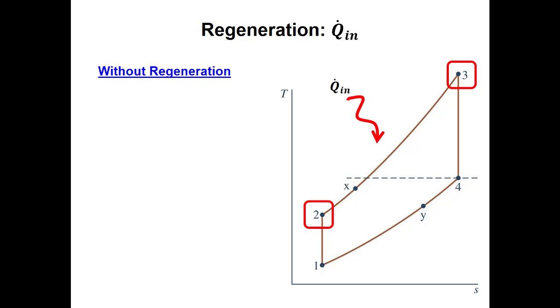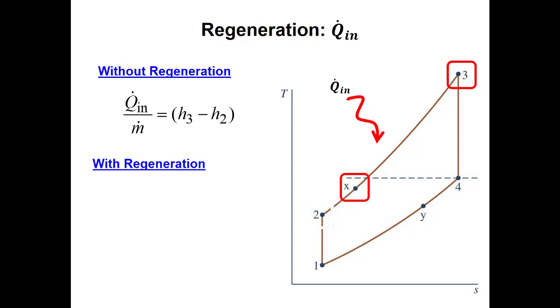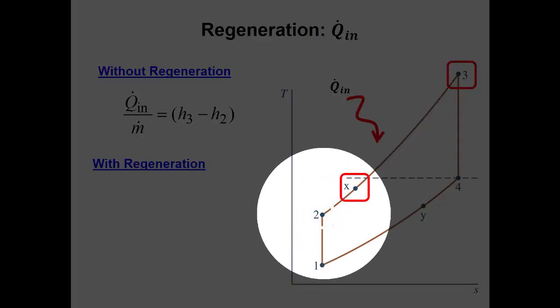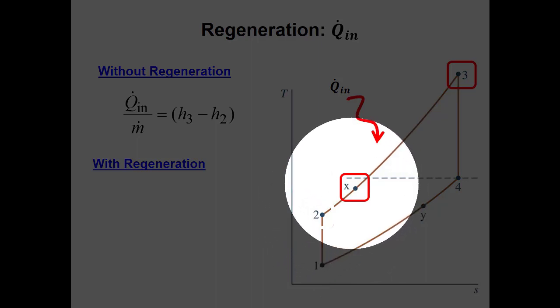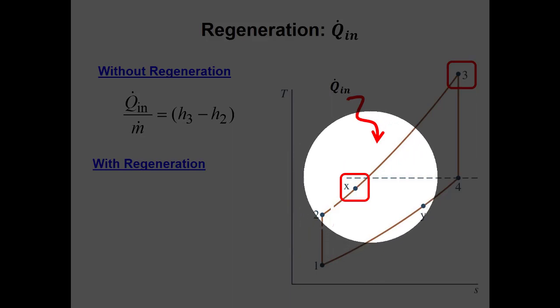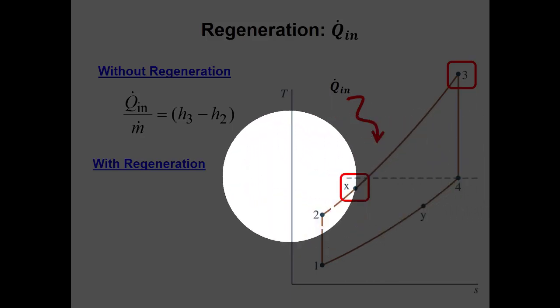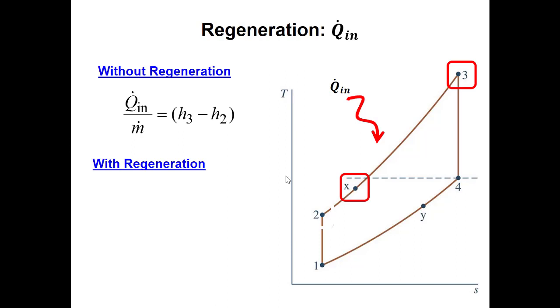So without regeneration, we're adding heat in the combustor all the way from state 2 to state 3. But what happens with the regenerator, so we know that this is Q dot over m dot is h out minus h in, right? Or h3 minus h2. With regeneration, what happens here is we've added some heat to state 2 through the regenerator. So we've come part of the way up this curve, right? The maximum we could get to up here is this dashed line because that's the same temperature at state 4, right? That's the temperature of our oven. We can't get any hotter than that. And usually we won't even get quite up to that temperature.